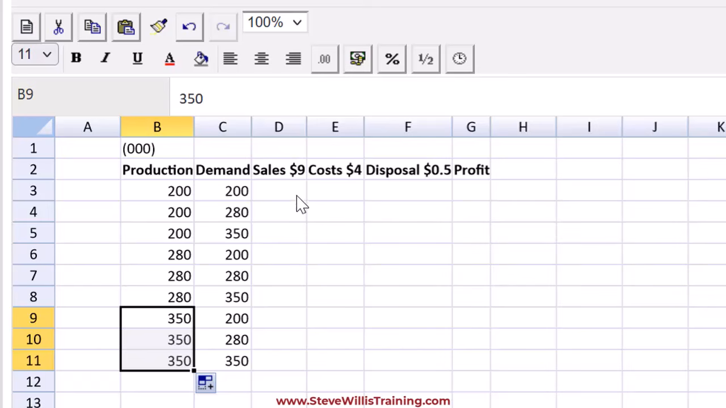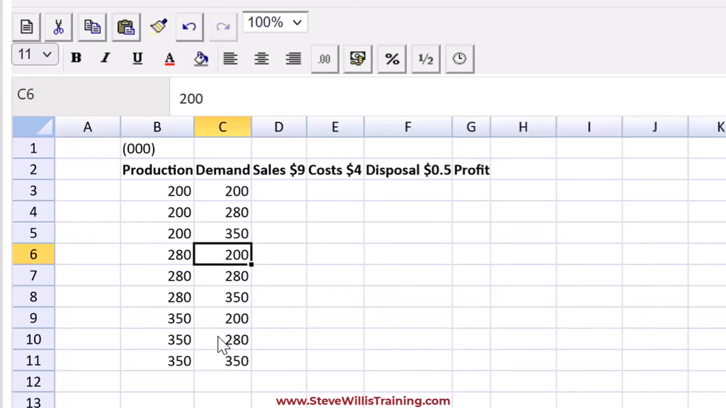Okay, now check this out. This is a little tricky. How many units will we sell? Well, if we produce 200 and the demand is 200, we sell 200. If we produce 200 and the demand is 280, we sell the lower figure. We can't sell more than we produce. Same thing here. If we produce 280 and the demand is 200, we sell the lower of those two figures.